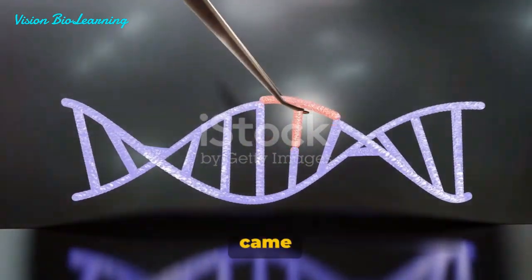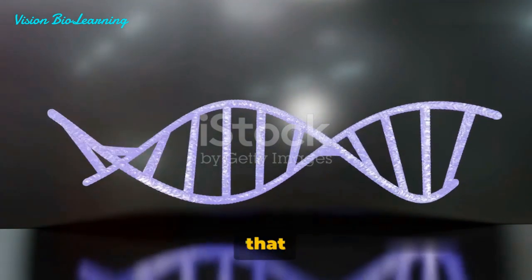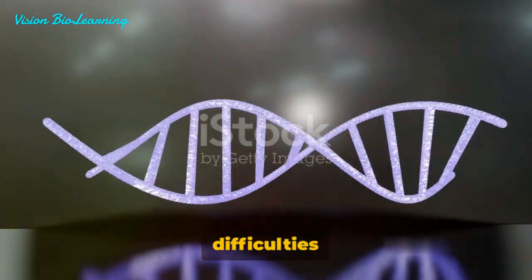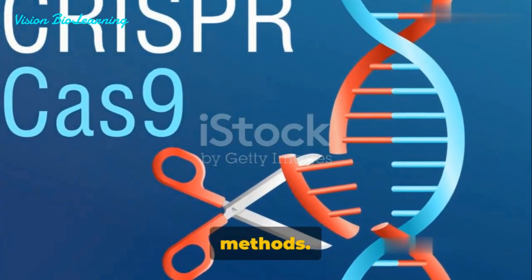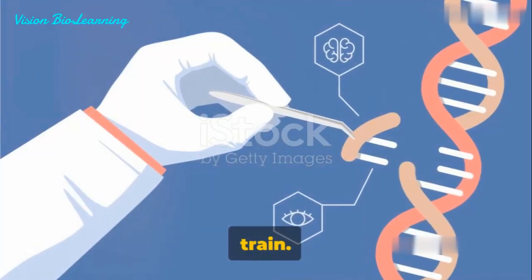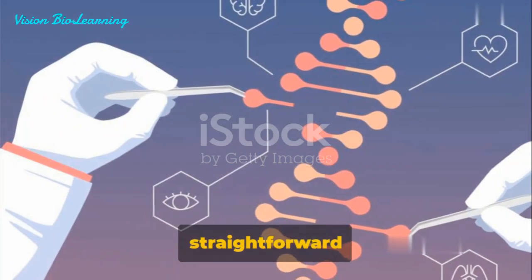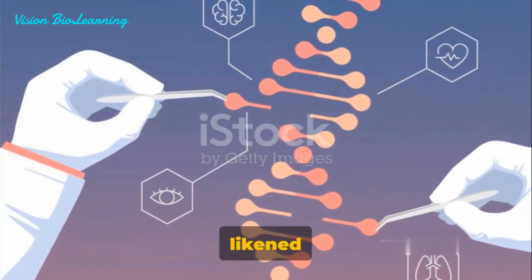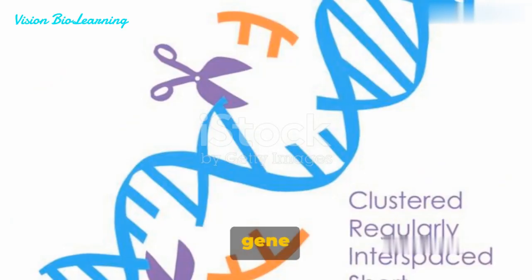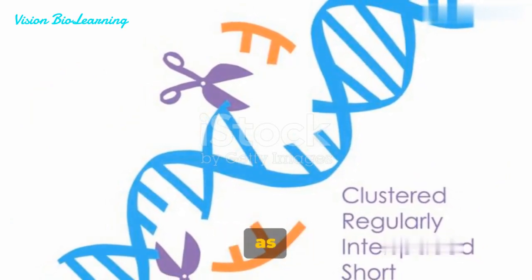This revolution came in the form of the CRISPR-Cas9 system, a technique that has largely overcome the difficulties of previous genome editing methods. It's like moving from a steam engine to a high-speed bullet train. The CRISPR-Cas9 system has proven to be so straightforward and economical that it has been likened to the democratization of gene targeting. So imagine the evolution of genome editing as a journey.